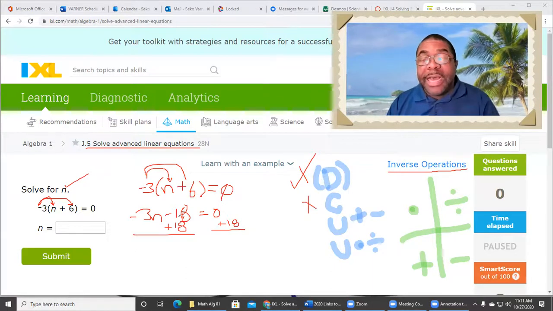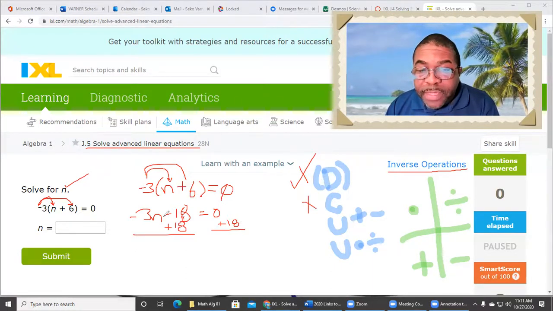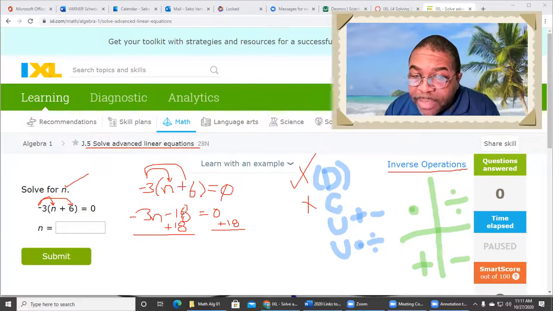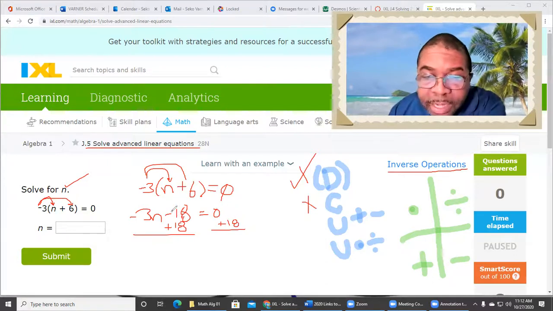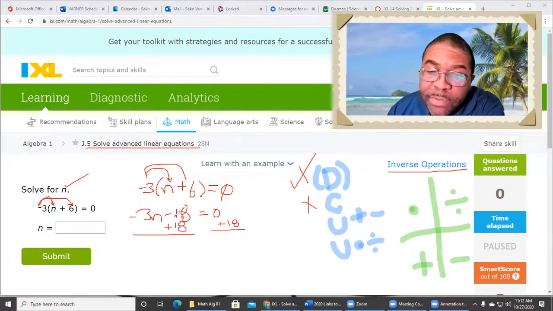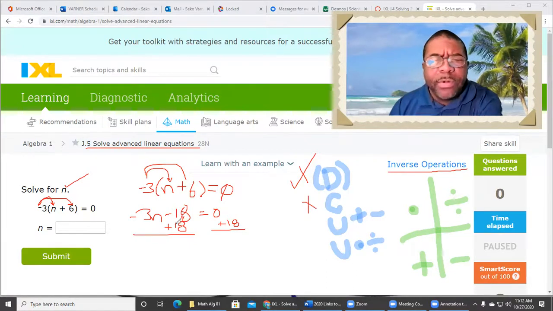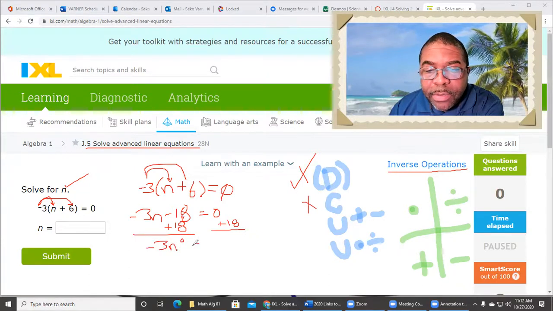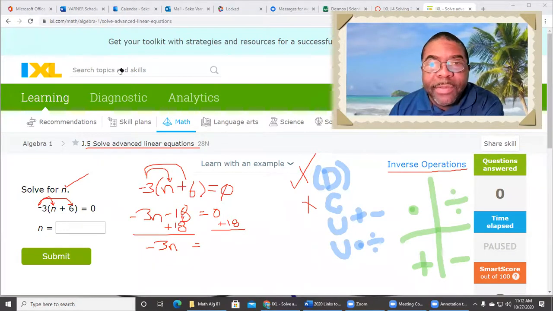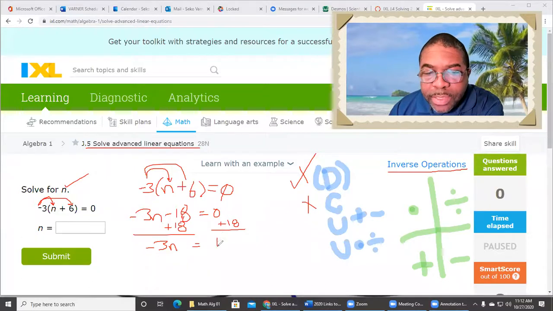So what did I do? I added 18 to both sides of the equation because we had a negative 18 and I needed to do the inverse. Negative 18 plus 18, if you owe somebody $18 and then you give them $18, you don't owe them anymore, you're off the hook. So this turns into 0. Now we have negative 3n equals 18. We really don't need the 0. It's just in the way.